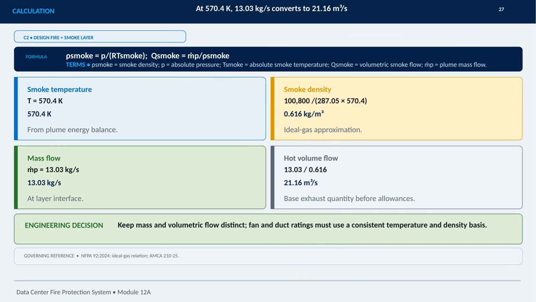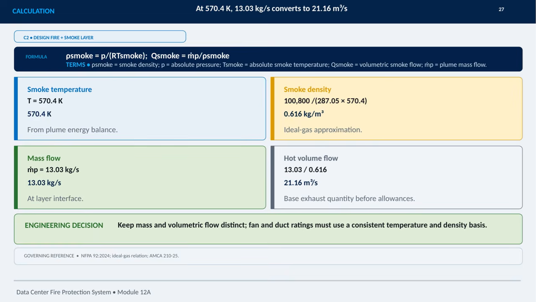The plume mass flow at the layer interface is 13.03 kilograms per second. Dividing that mass flow by the calculated density produces 21.16 cubic meters per second of hot smoke flow. That value is the base exhaust quantity before any additional allowances are applied.